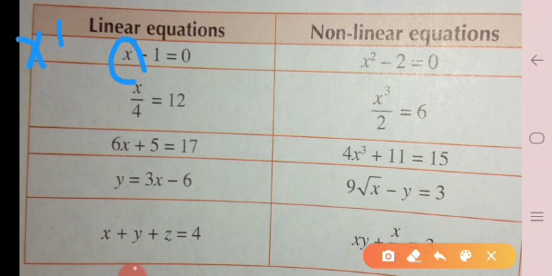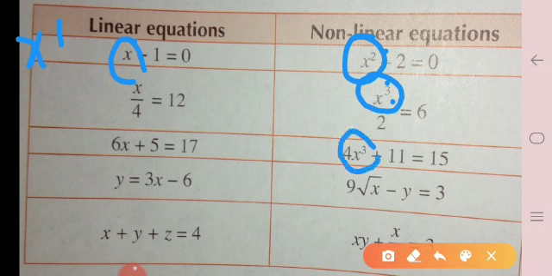But if you see in a non-linear equation, what happens is that they are equations in which the powers of x are more than 1. You can see here the power of x is 2, here the power of x is 3, here the power of x is 3 again, and the power of x is 1. So basically non-linear equations are those equations in which the power of x is more than 1.